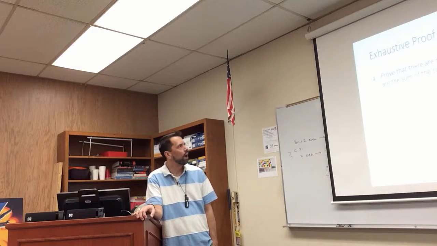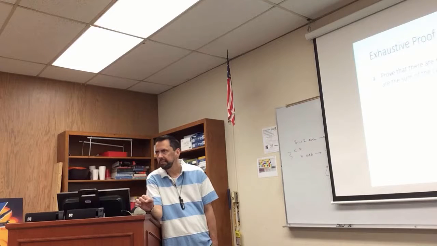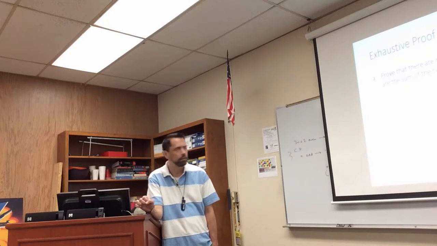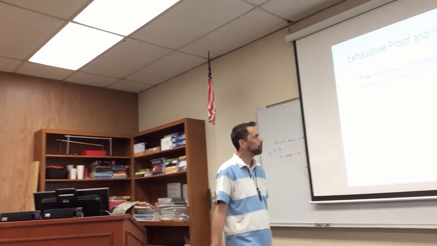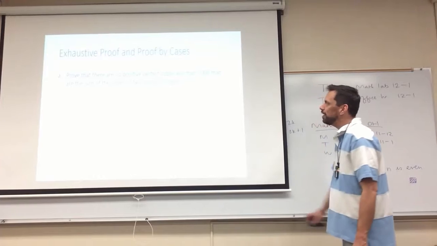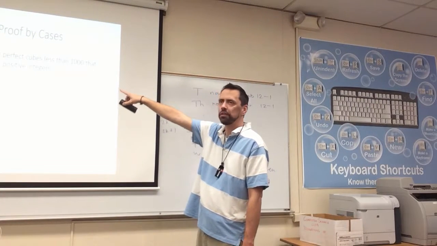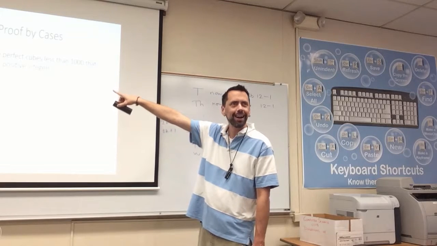All right, well, this would be an example of an exhaustive proof, because perfect cubes less than 1,000, there aren't that many of them. There's only 9 of them, I believe. All right. Okay, so all you have to do with that, you know what? This would be a really cool thing to run. You could write a little computer program that would do that.